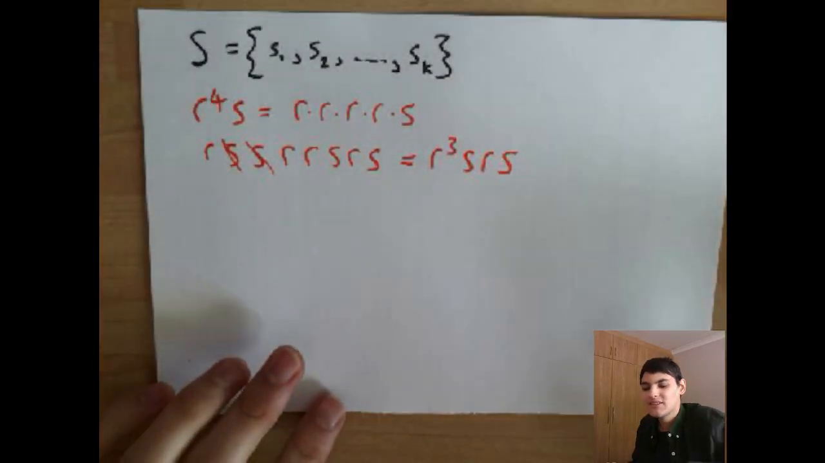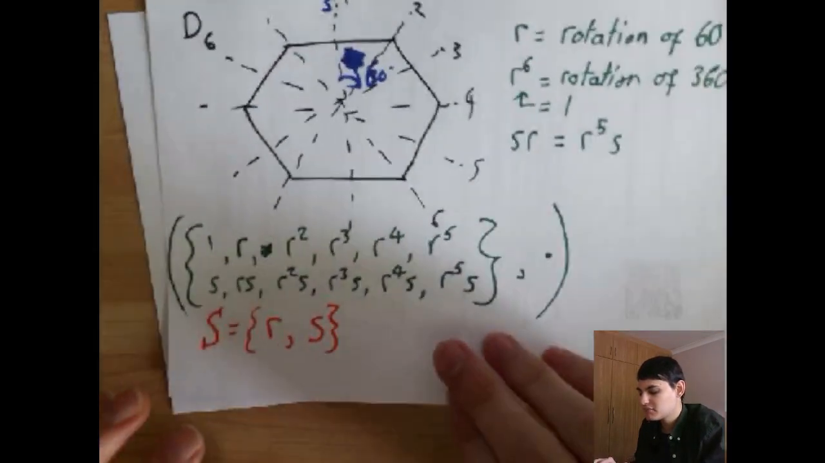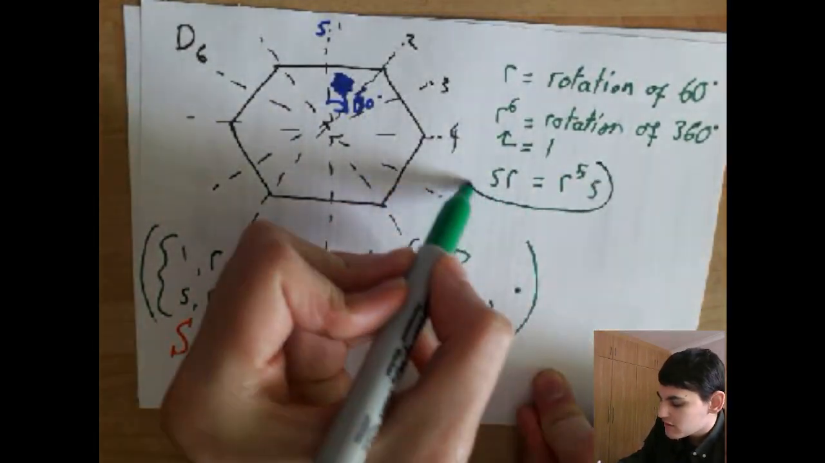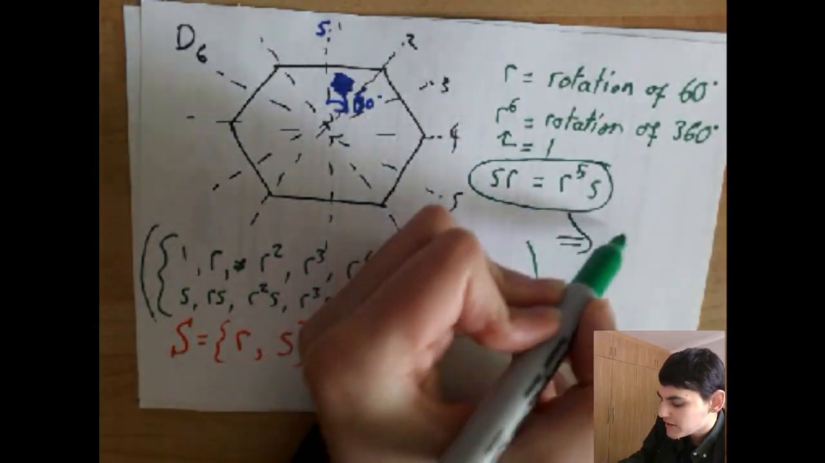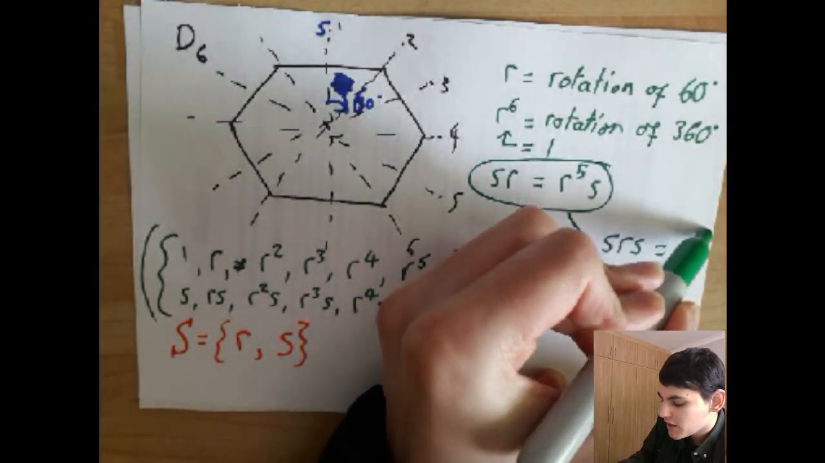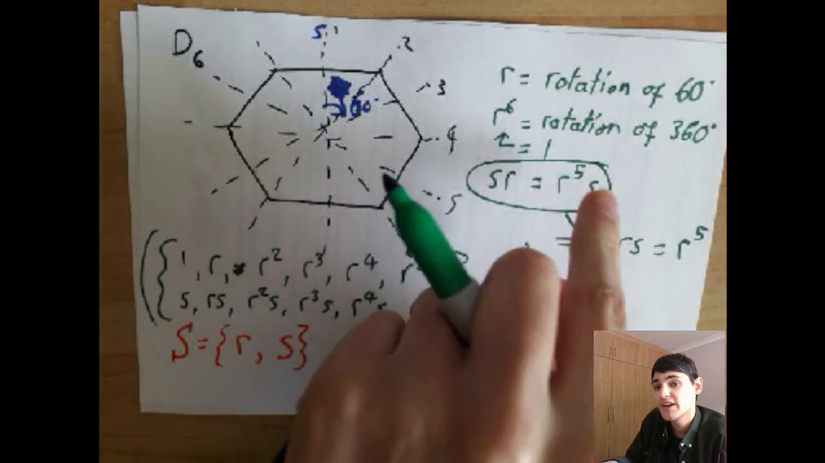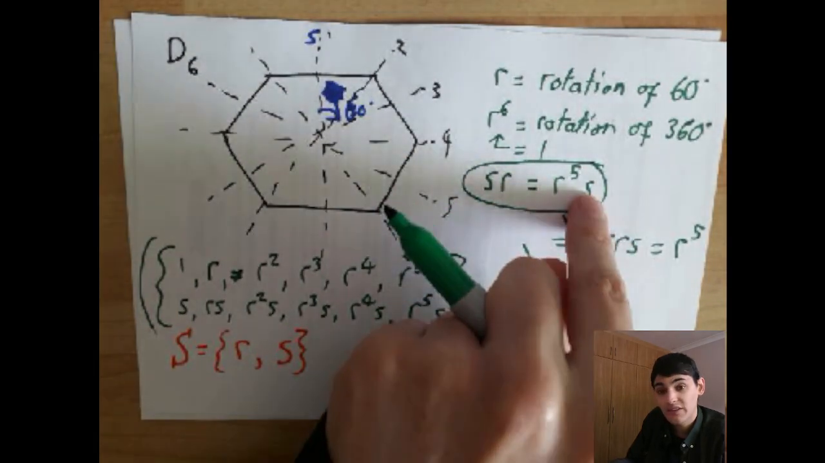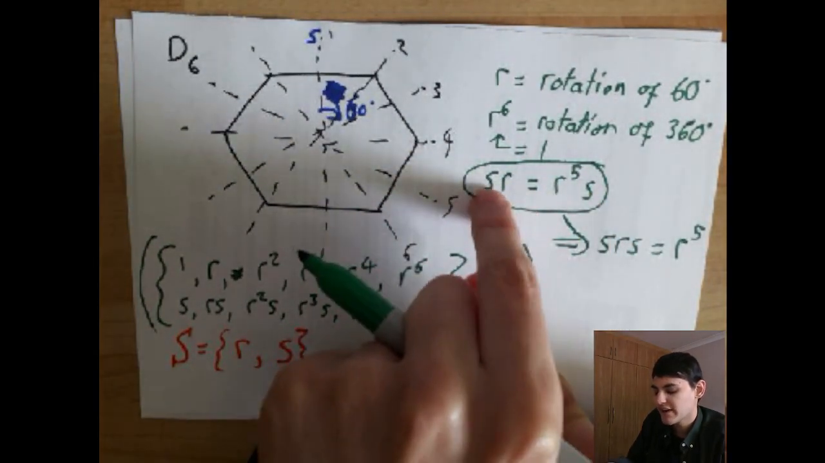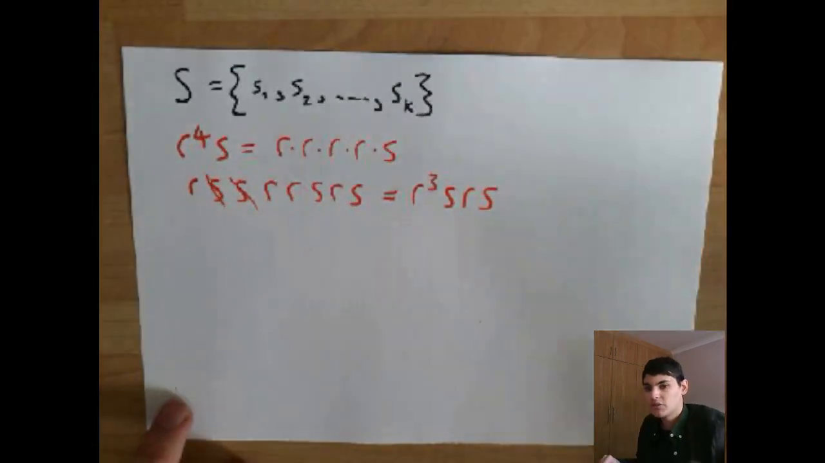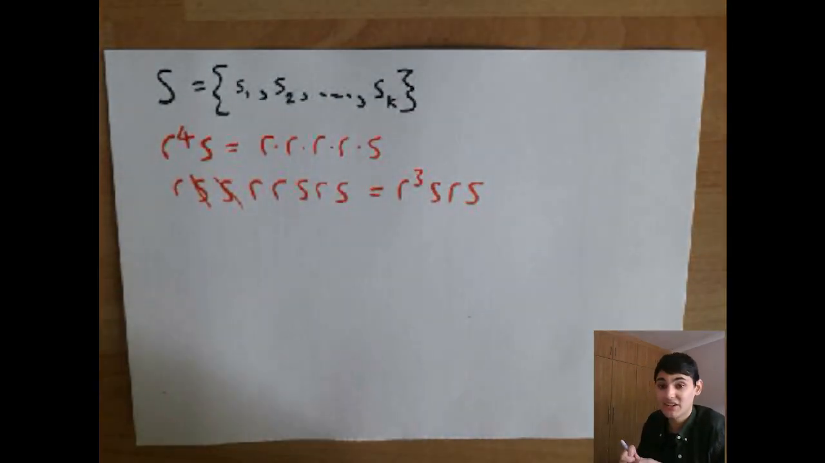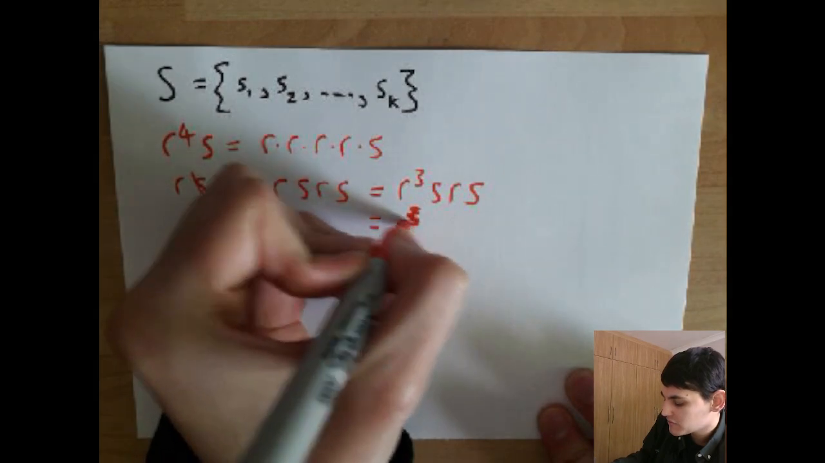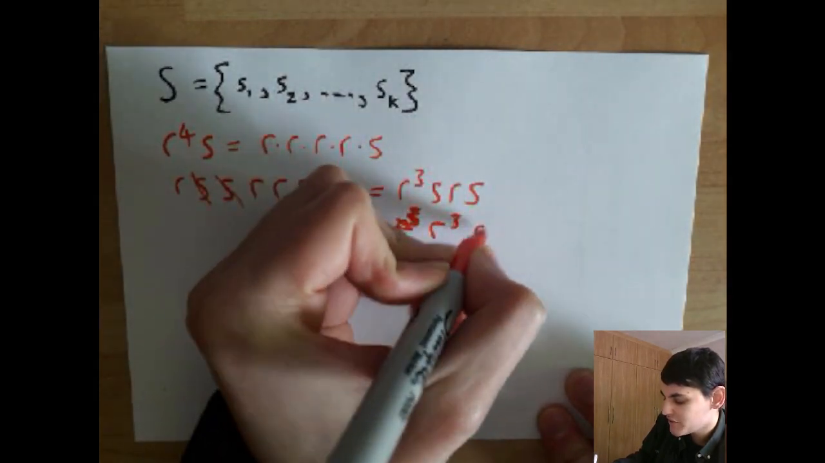But let's look at this quickly, because this implies that SRS equals r to the 5, because you multiply by s on the right hand side on both sides of the equal sign. It will cancel out with this one here, and you end up with SRS equals r to the 5. And what do we have here? We have an SRS, so we can change that. Oh, hold on, we can change SRS into r to the 5.